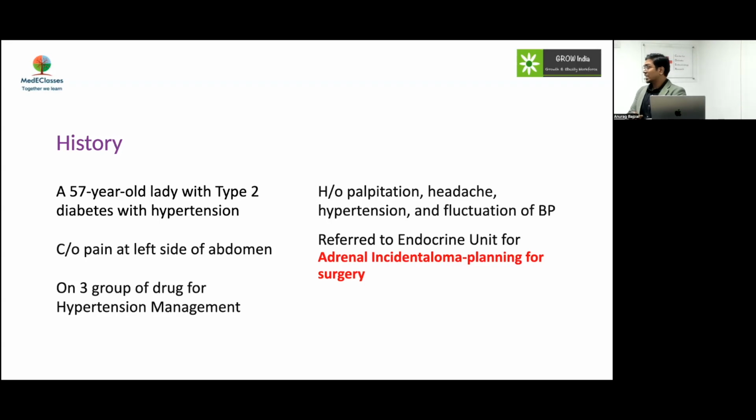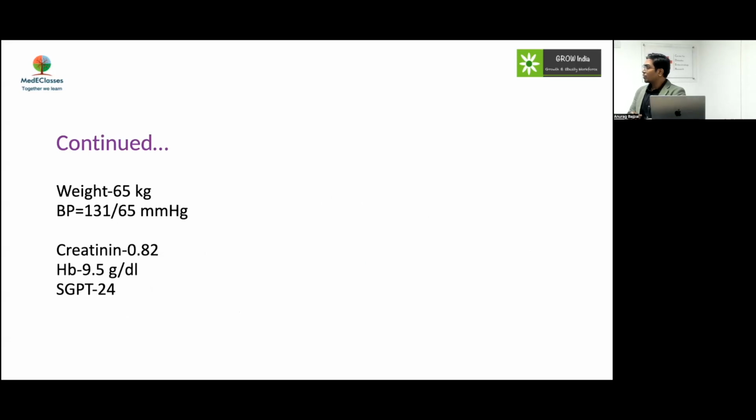Basically, this case was referred to us at the endocrine unit for an adrenal incidentaloma and planning for surgery. At our point of time, the patient's weight was 65 kg, so the patient was not that obese. BP was 130-165 mmHg at the first presentation. Creatinine, HB, and SGPT were normal, which ruled out any systemic illnesses like chronic renal failure or another pathology.